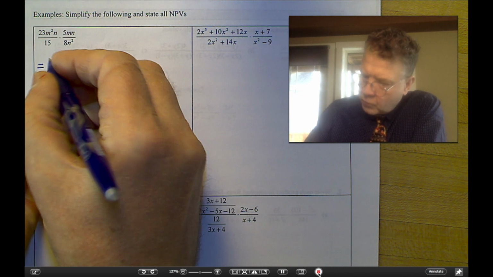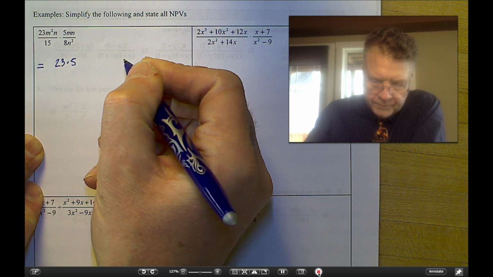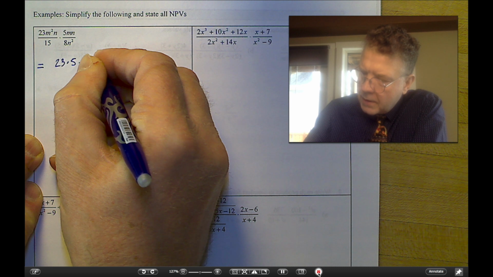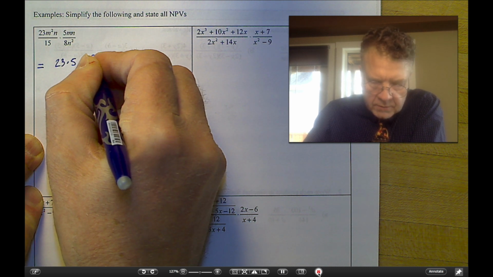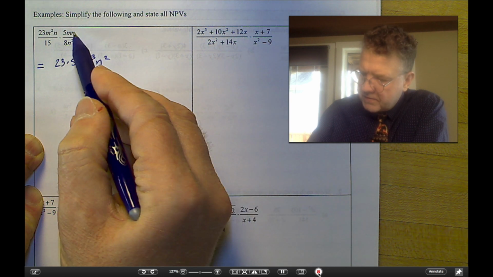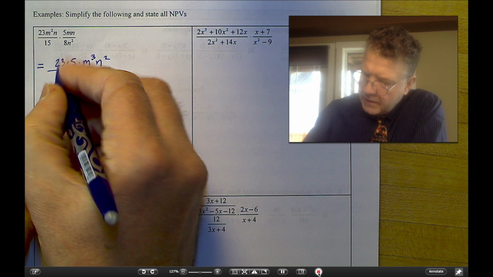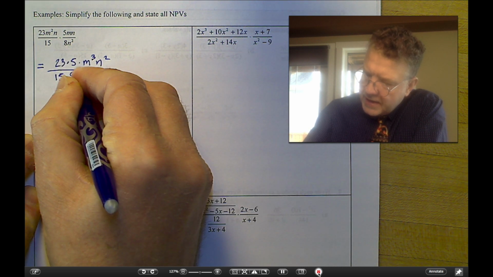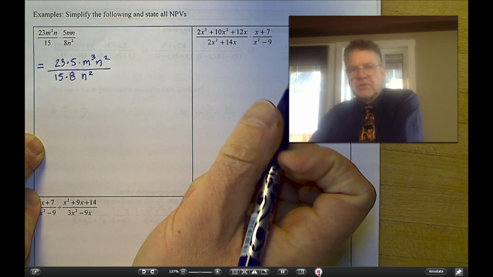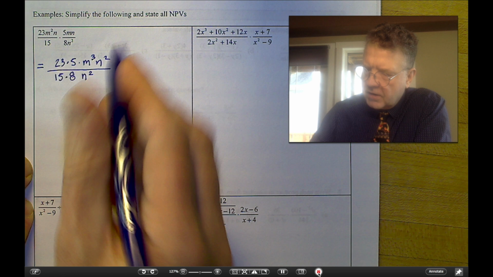So we're going to get 23 times 5 times n m cubed n squared. N squared because of this n times this n. All divided by 15 times 8 n squared. So that's our first step. We're just laying out here the operations, okay? Easy to see all the bits here.